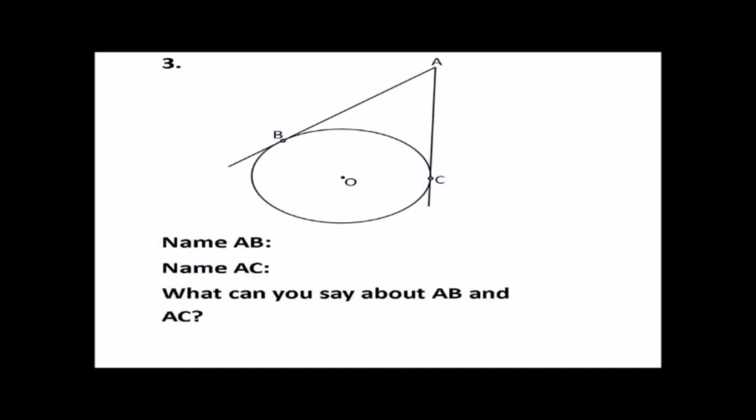Number 3. Name the line AB, name that line AC, and what can you say about AB and AC? Take a guess. You might be correct. Have a go at it, see what you can do, and at the end, the answers will be revealed.